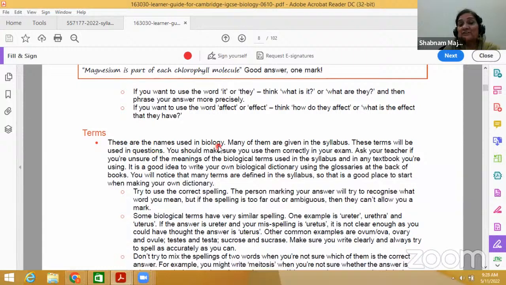Now, terms. These are the names used in biology. Many of them are given in the syllabus. These terms will be used in questions. You should make sure you use them correctly in your exam.